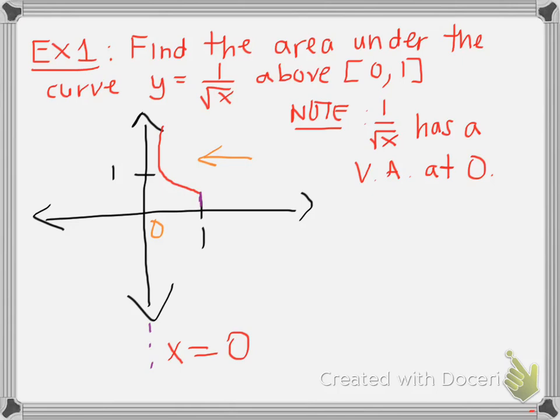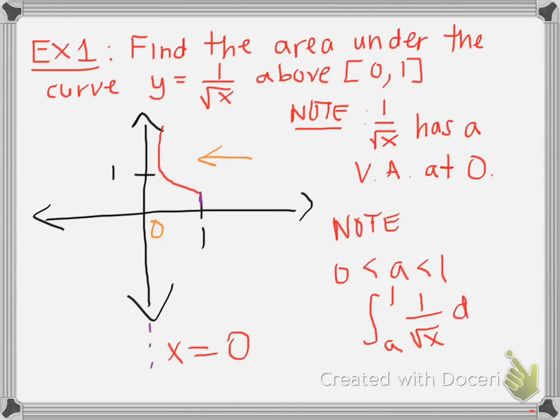That means we're going to take, so let's see, so note, and what we're trying to evaluate, we want a between 0 and 1, right? So that means we need to compute the integral from a to 1 of 1 over the square root of x dx, since that's where our bad point is.